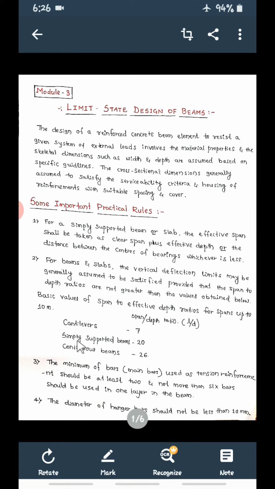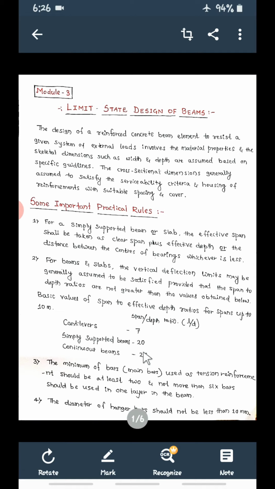If you are designing a simply supported beam, L by D is equal to 20. Okay, L by D is equal to 20. And if it is a continuous beam, so if the beam is continuous over a number of supports, then the L by D ratio we are going to assume as 26. So remember this simple rule. If cantilever beam, L by D is 7. If it is simply supported beam, L by D is 20. And if it is continuous beam, L by D ratio is 26.